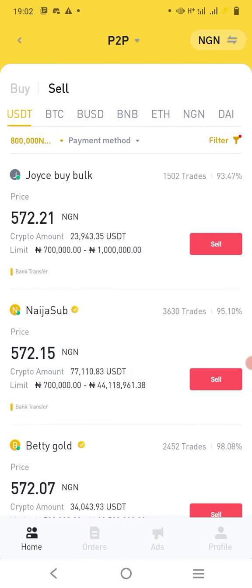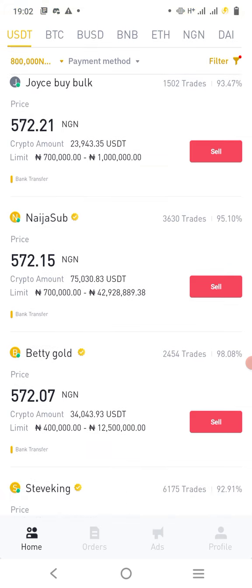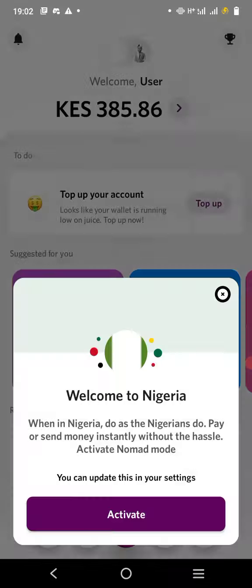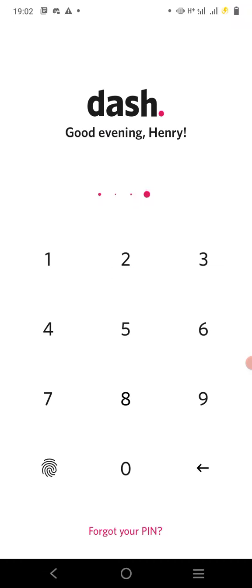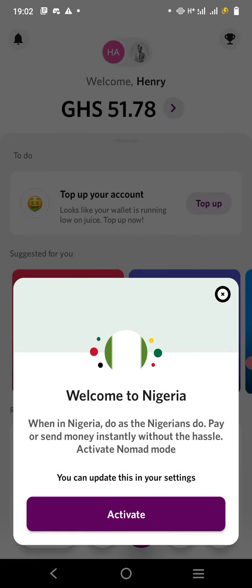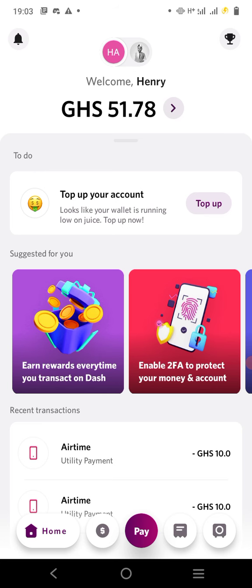So the next thing I want to show you guys. Okay, I think I've shown you how to do all the transfers. Let's see Dash again. So I've shown you exactly what to do on Dash. Now you've seen how to send your monies.